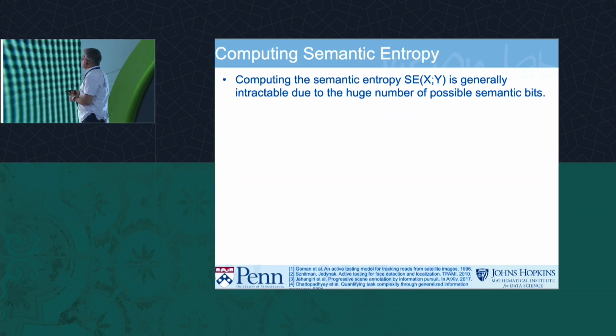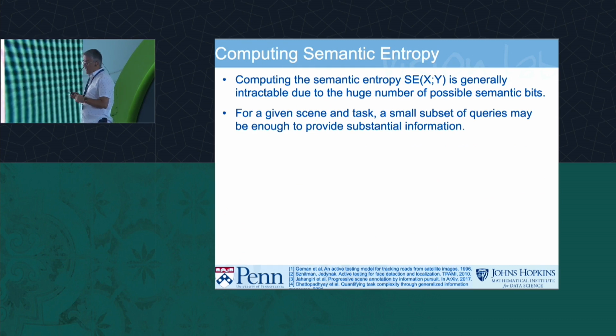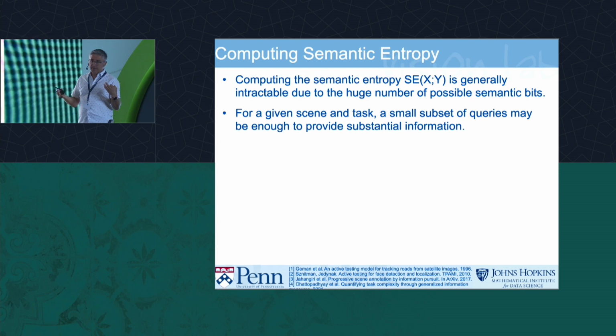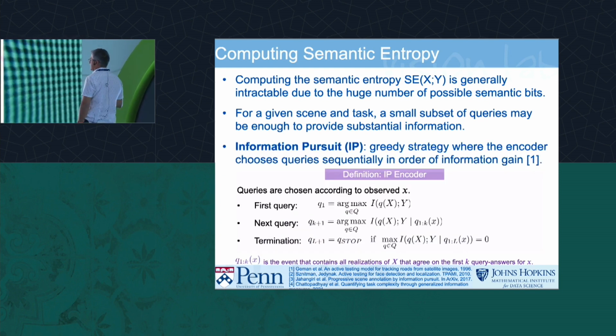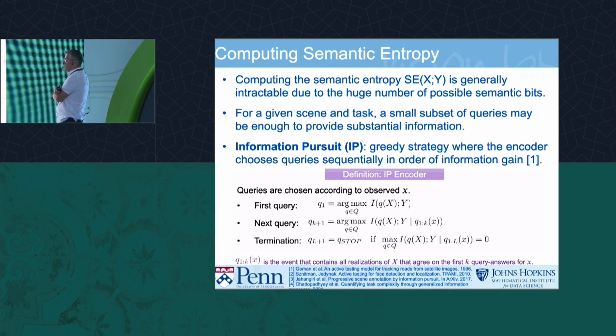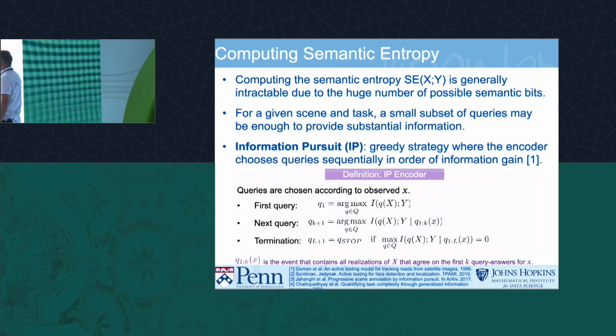Okay, going back to computation. The challenge is that computation is generally intractable, and so you need to have an efficient method to do it. We will exploit the fact that out of the million possible queries that I'm after, I probably just need a small fraction. And so we do this with a greedy algorithm that was proposed by Donald Geman in 1996 called information pursuit. So here's how it goes.